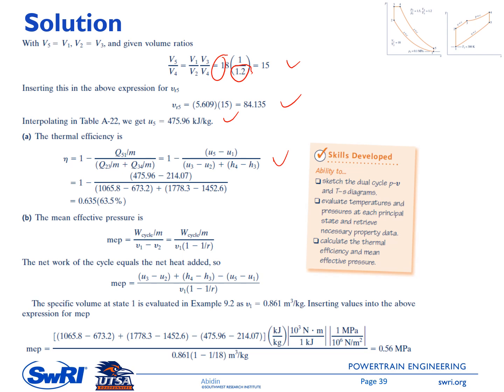Once you get all properties at each point, you are ready to get the thermal efficiency by plugging in all the numbers. You will get a thermal efficiency of this dual cycle of 63.5%. Similarly, you do the same thing here to get the mean effective pressure. Make sure that you use the same units. You will get a mean effective pressure of 5.6 bars.